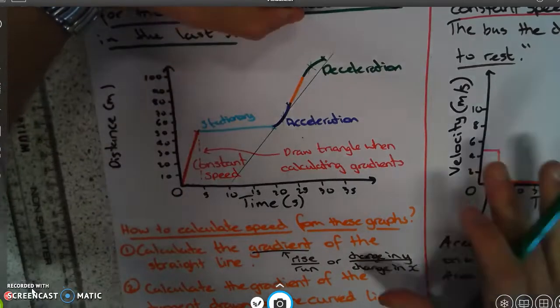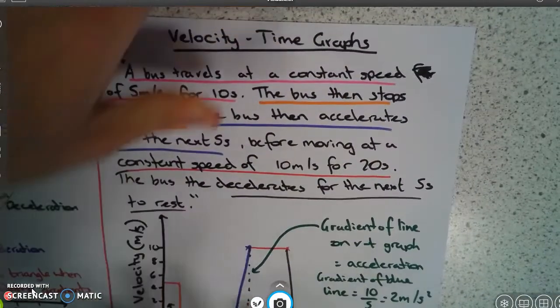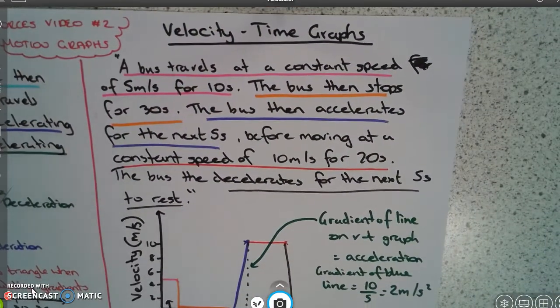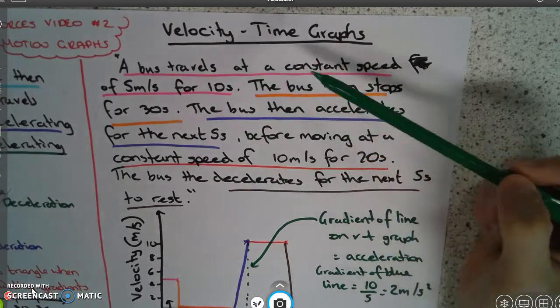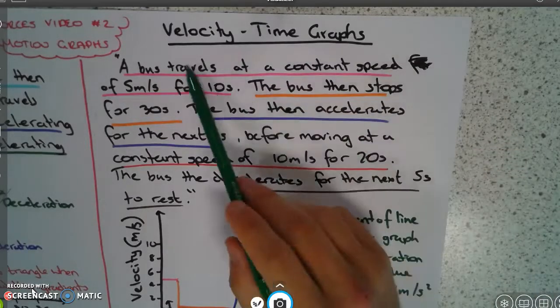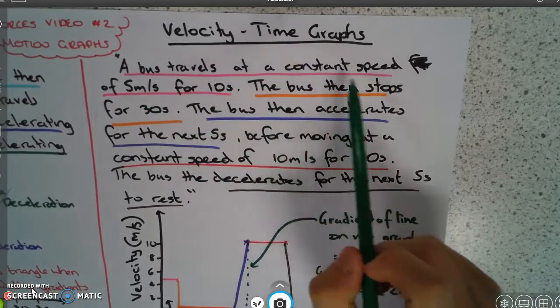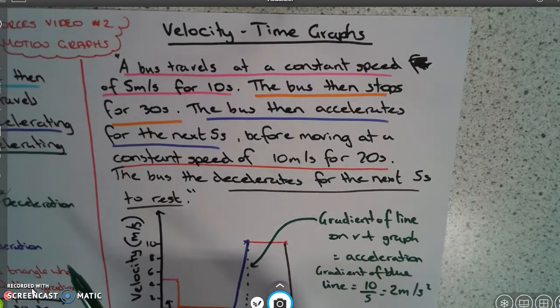Moving on to the second type of graph you could be asked about, and they're quite similar, guys, so you've got to be really careful in terms of thinking about what the shapes look like on both graphs. The second type of graph is a velocity time graph, and once again we've got a story here. We'll start with the first sentence. A bus travels at a constant speed of 5 meters per second for 10 seconds.